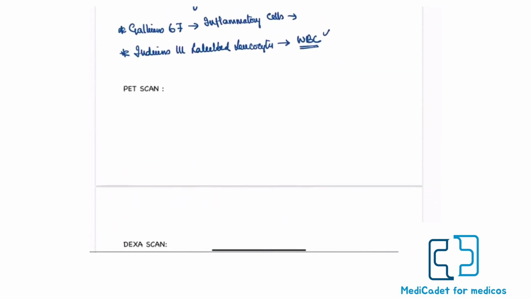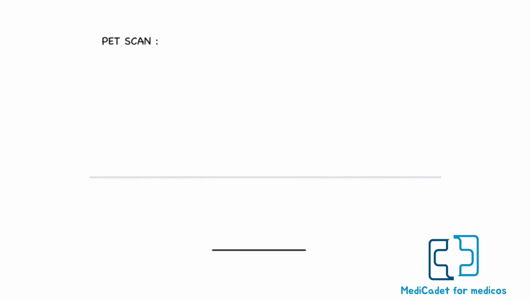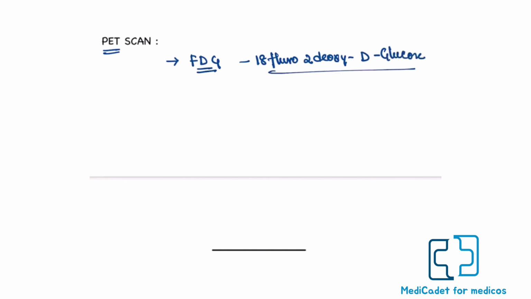And now coming to your PET scan. So what is this PET scan? PET scan is positron emission tomography, and here the isotope which is used is fluorodeoxyglucose. 18-fluoro-2-deoxy-D-glucose. So this is the radio tracer, which is a radioisotope given to the patient. And here this is mainly useful for detection of malignancy, and these cells mainly use glucose, right? So they take up this tracer.